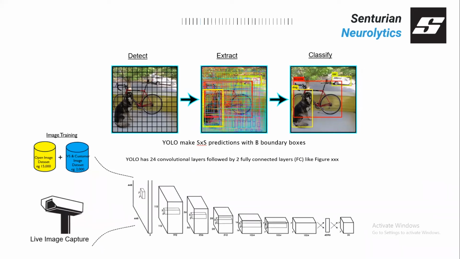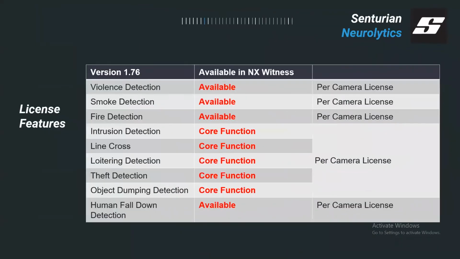If you have any questions, please type, and Andy will just signal me, and I will answer as fast as possible. Okay, so the license features, the 5 core functions is given free of charge to you. So basically, for Neurolytics, you get the violence, smoke, fire, or human fall down, and the 5 are thrown in. Okay, intrusion, line cross, loitering, theft, object. We just throw this in. Okay, every license will come with these 5 core.